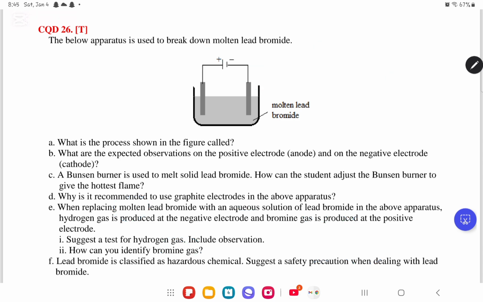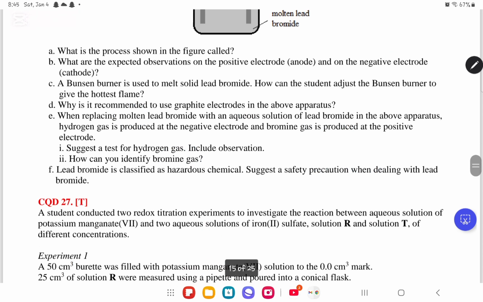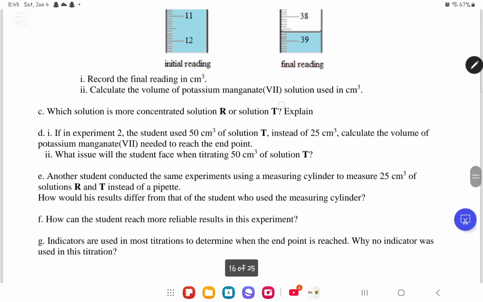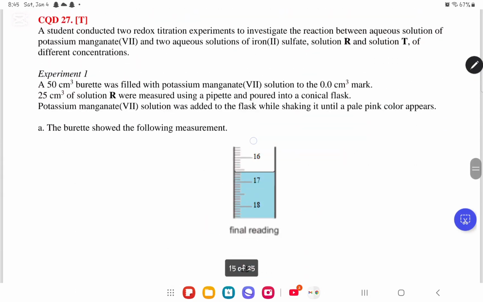Now, the last question, F. Lead bromide is classified as a hazardous chemical. So just a safety precaution when dealing with lead bromide: either wear gloves or goggles, and that's it for CQD 26. Now the last CQD, and we are done for this chapter.